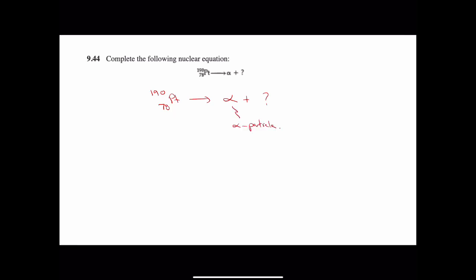You would remember that an alpha particle has an atomic number of 2 and a mass number of 4, because an alpha particle is essentially a helium nucleus, which is 2 protons and 2 neutrons. And in order to balance this equation, we have to ask ourselves, what plus 4 is going to give me 190? And the answer to that is 186. So what we're looking for must have a mass number of 186.